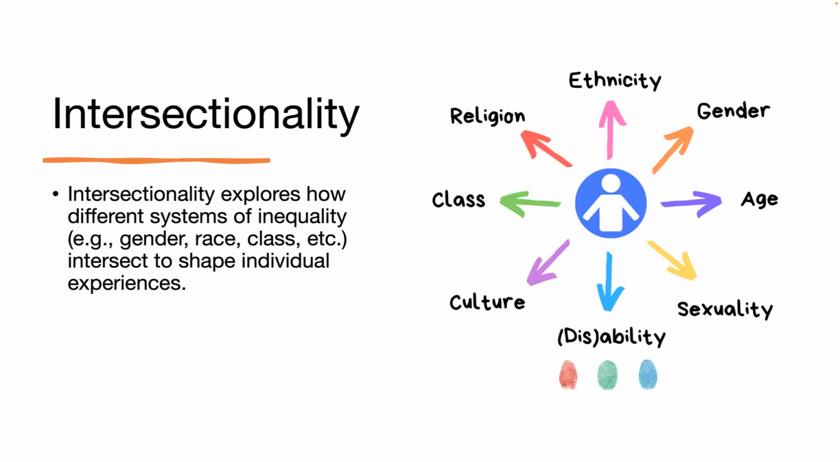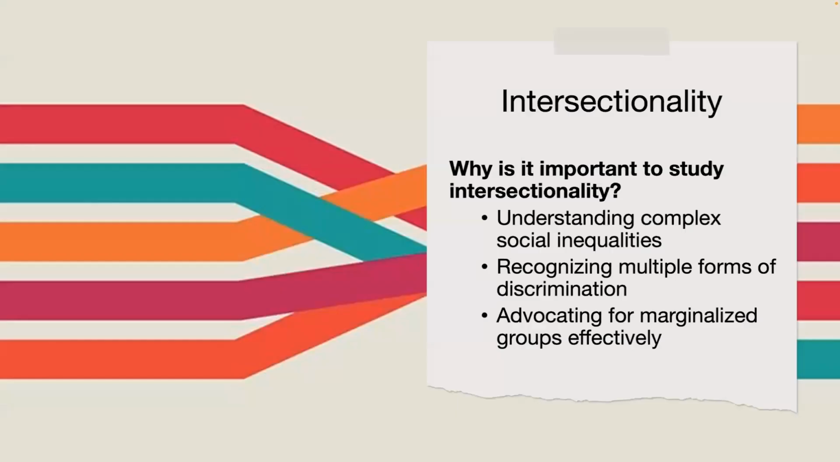And let's take another example of someone from a low-income background who identifies as LGBTQ+. This person might face discrimination not only based on their socioeconomic status, but also because of their sexual orientation or gender identity. So that's how intersectionality comes into play.